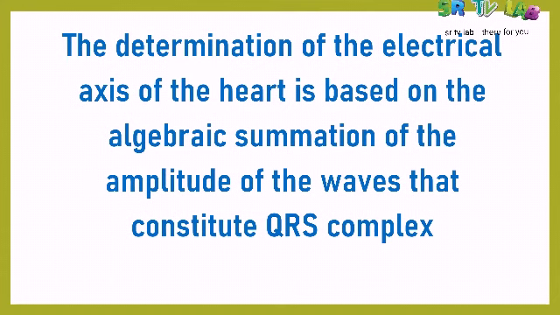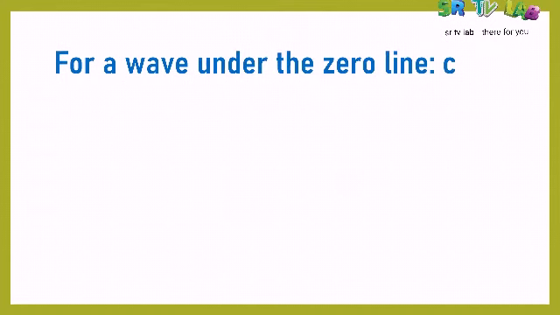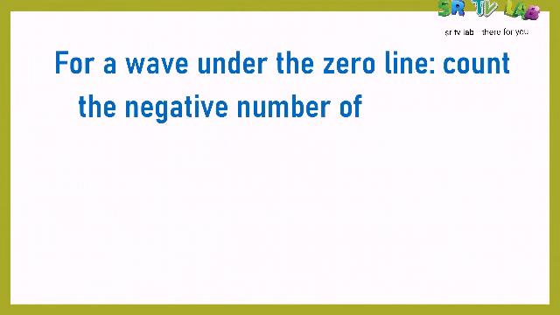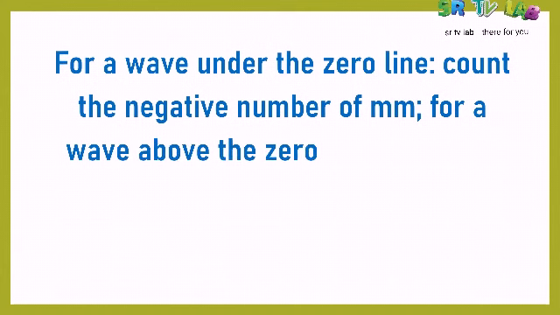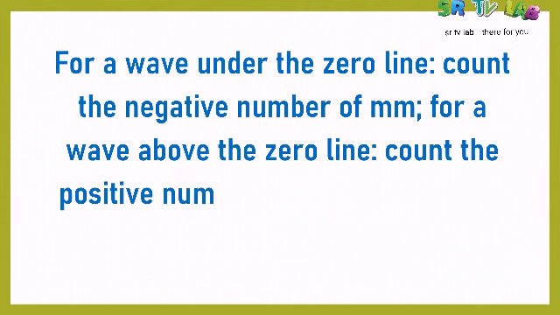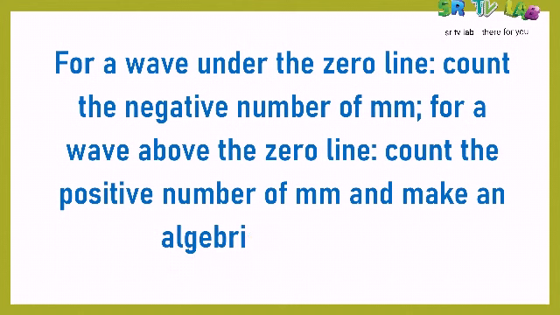Those are QRS waves. Now, for a wave under the zero line, which is the electric line, you count it as a negative number of millimeters. For a wave above the zero line, count a positive number of millimeters, and make an algebraic summation of those waves.